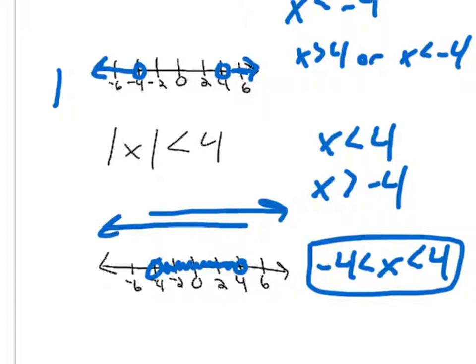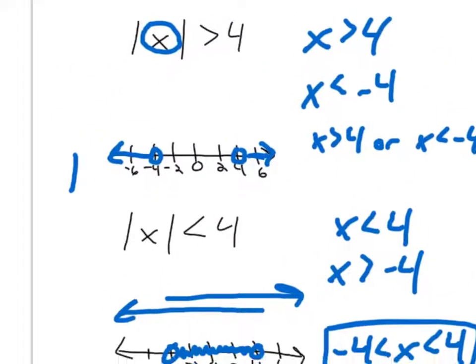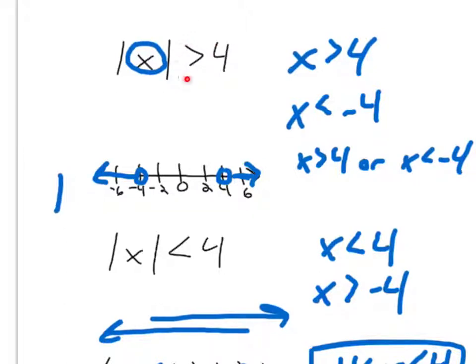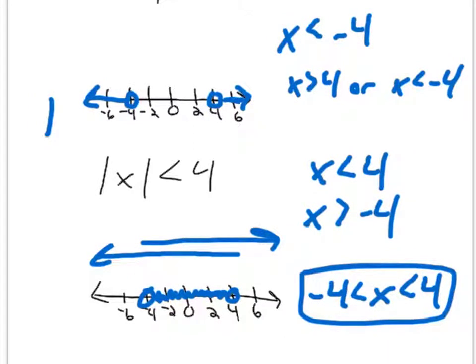So when we talk about absolute value inequalities, if it's a greater than sign, or a greater than or equal to sign, it's going to be an or compound inequality. And if the sign is less than or equal to, we're going to get an and inequality.